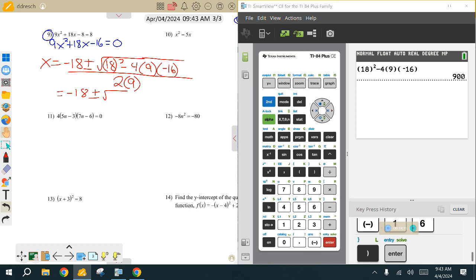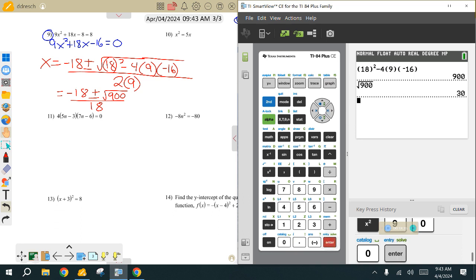900 is what? It is perfect. Right. 900 is perfect. That's a 30. And what that tells me now is you could have actually factored this. This one was factorable from the get-go because it is no longer irrational.